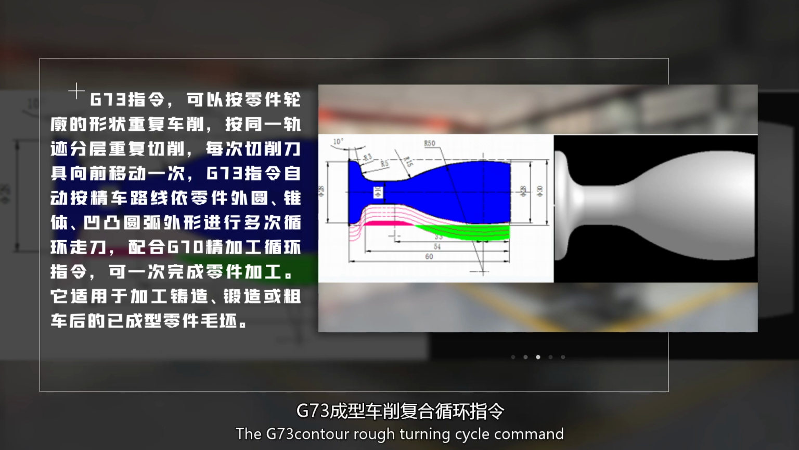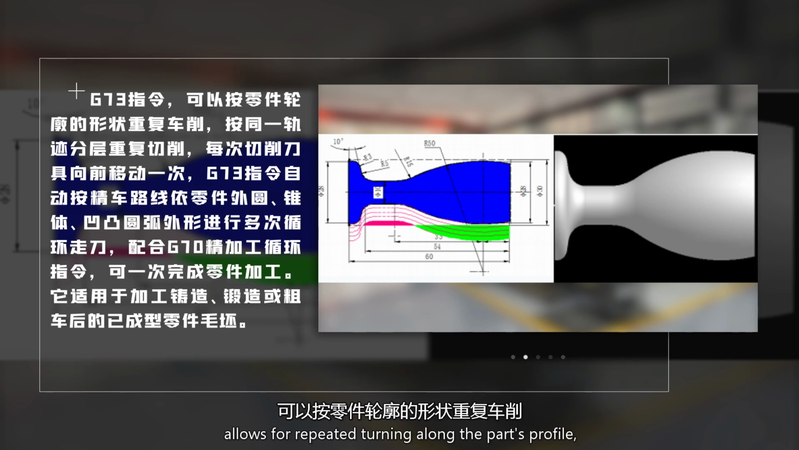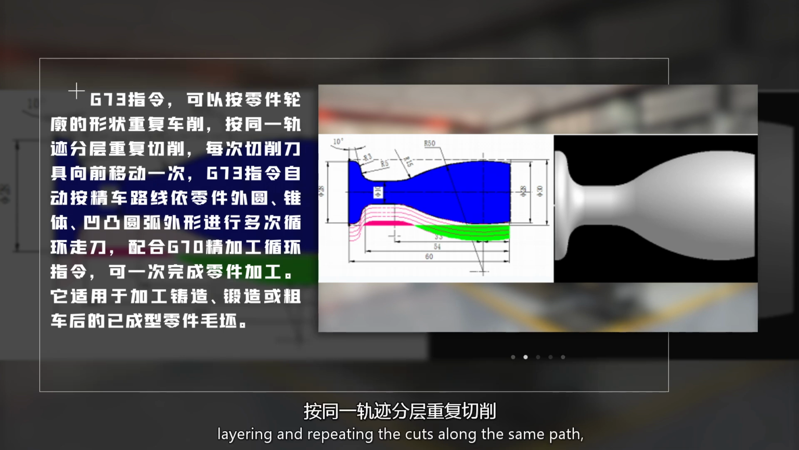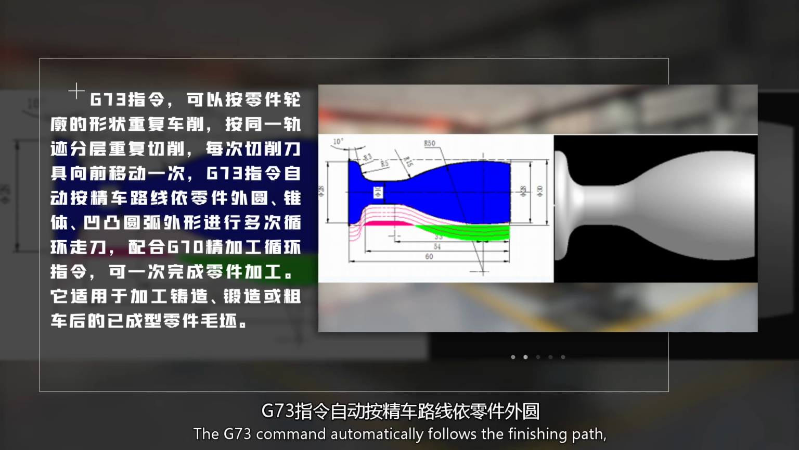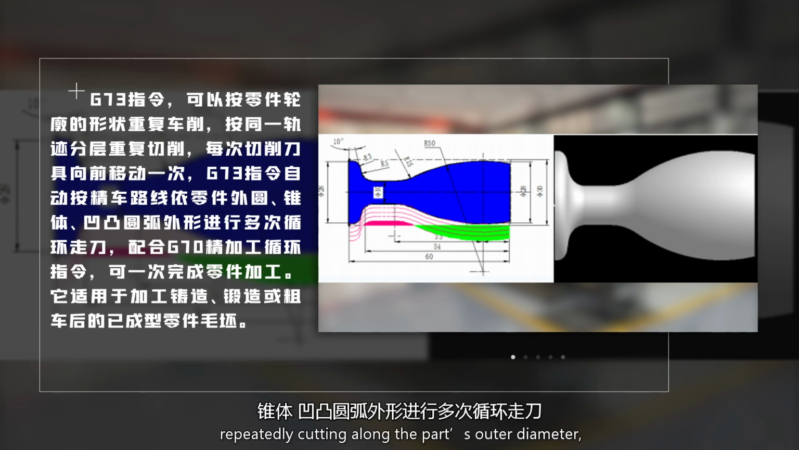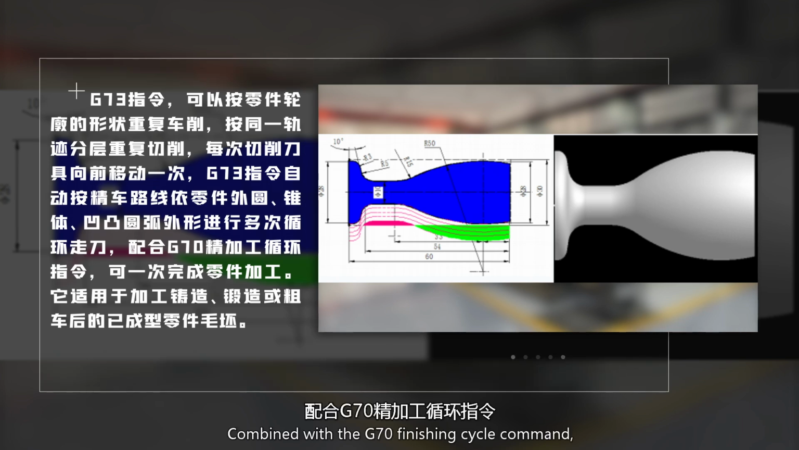The G73 contour rough turning cycle command allows for repeated turning along the path profile, layering and repeating the cuts along the same path, with the tool advancing after each cut. The G73 command automatically follows the finishing path, repeatedly cutting along the path's outer diameter, taper, and convex concave arc shapes. Combined with the G70 finishing cycle command, it can complete the entire path machining in one go.